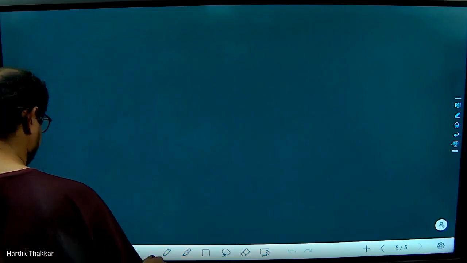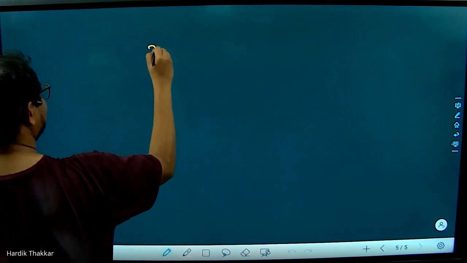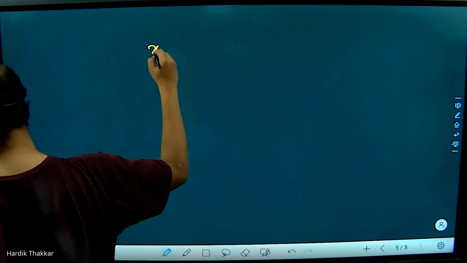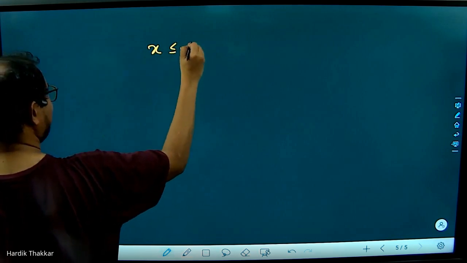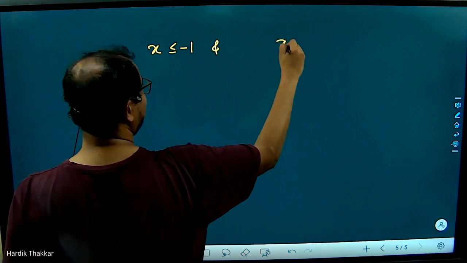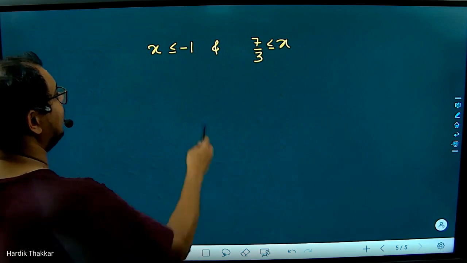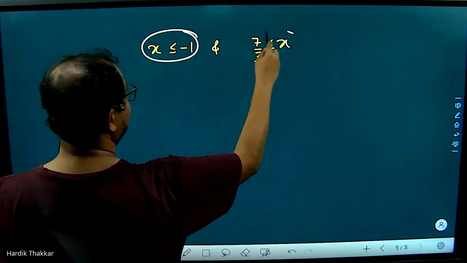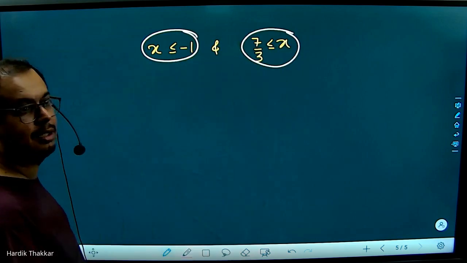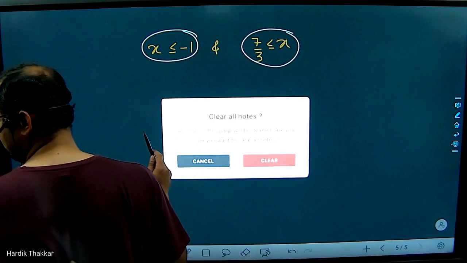On the number line, actually you will get the solution like this: x less than or equal to -1, and you will get x greater than or equal to 7 by 3. You will get the solution like this. Are you getting it like this? No, sir, the signs are opposite. So you might be making some mistake, I think.